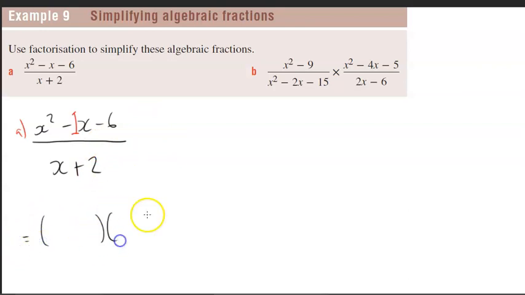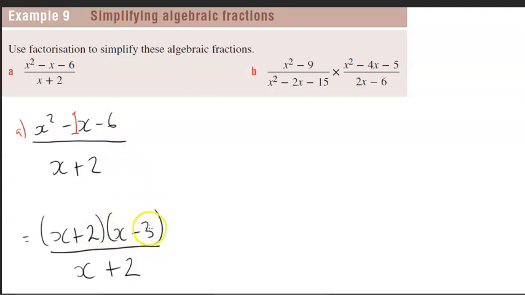This is going to turn into x all over x plus 2. And we know that one of them has to be a plus 2. So that means what number when multiplied by 2 will give me -6? Well, this has to be -3. And just to double check, -3 plus 2 will give me -1, which is this -1 that we have here. So this right here is a simplified version.